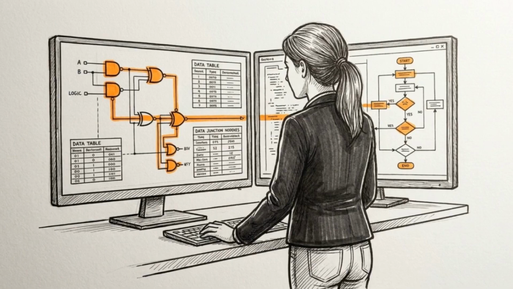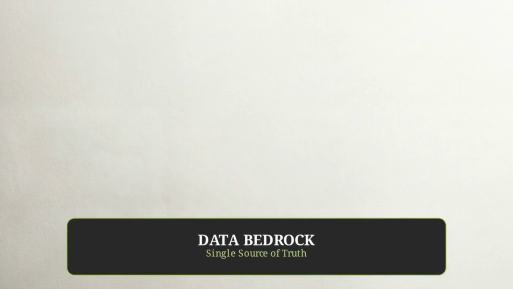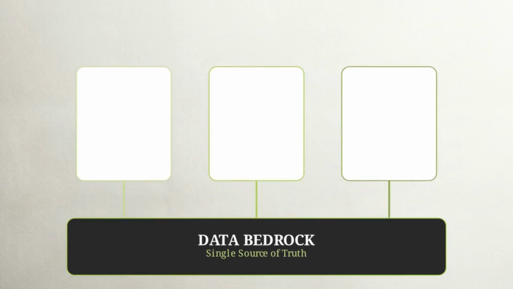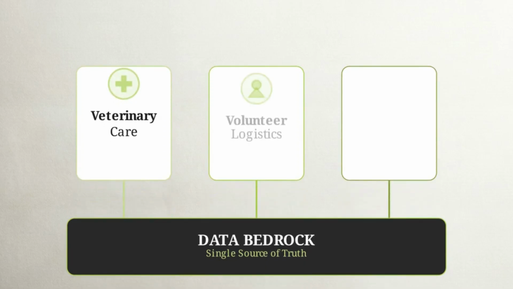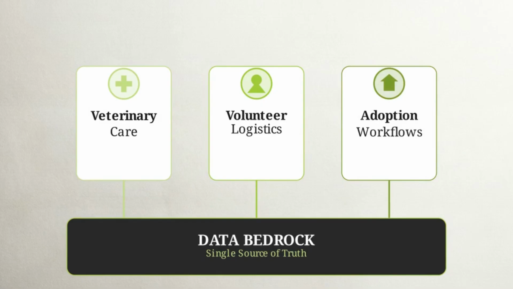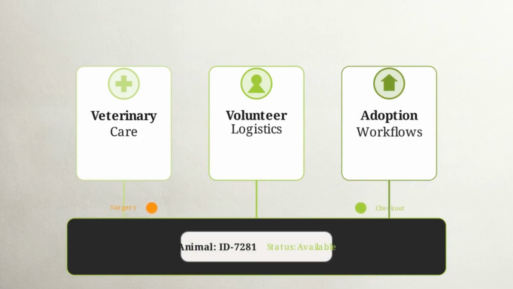To understand how systems engineers tame this level of daily operational friction, we have to reconstruct the system's architecture from first principles. That means starting all the way down at the data bedrock. The system must reconcile 3 distinct domains: veterinary care, volunteer logistics, and adoption workflows. The survival of the entire rescue operation relies entirely on the system's ability to prevent state transition collisions across these 3 distinct areas. Look at this diagram.